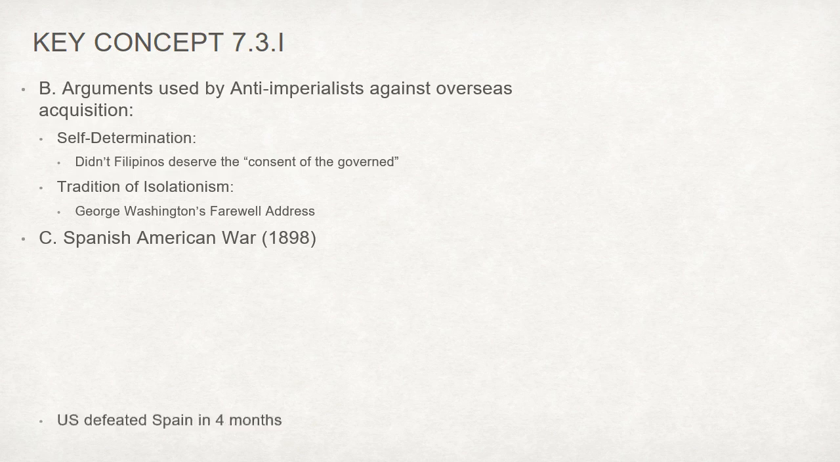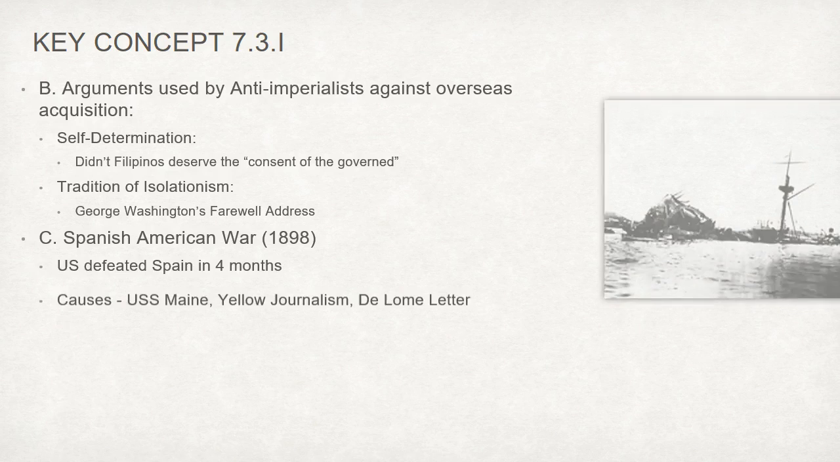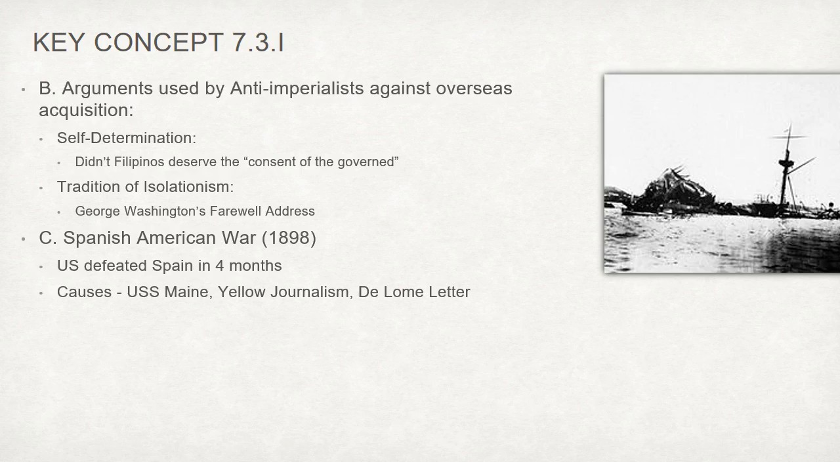So the Spanish-American War is going to challenge a lot of this in 1898. So the United States defeats Spain pretty quickly. It's nicknamed the Splendid Little War. Most of the fighting takes place in Cuba, but we are also fighting in the Philippines, which we'll talk about in a moment.